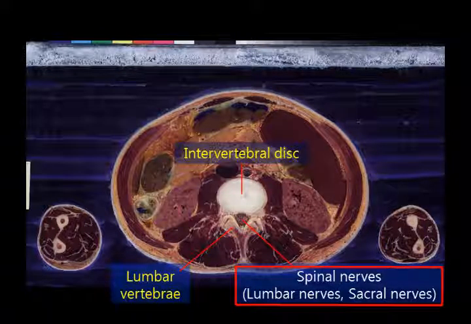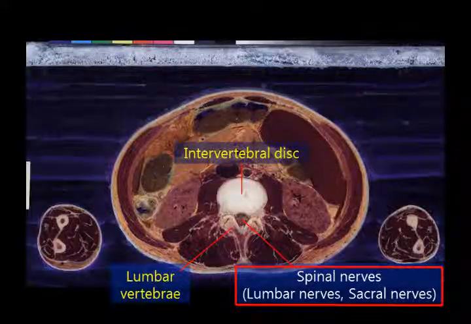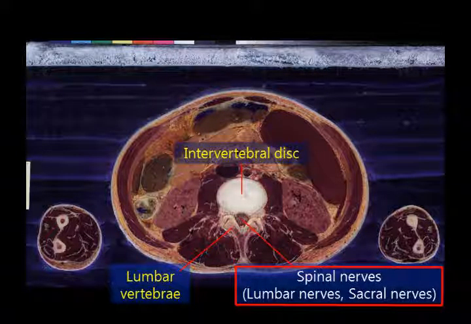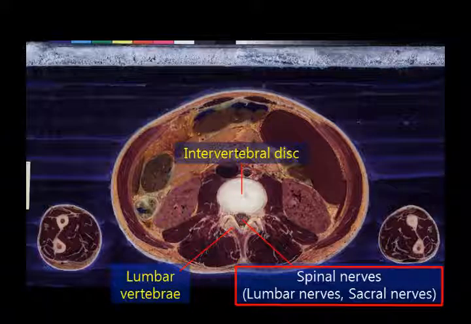The spinal nerves you see now go downwards and convey sensory and motor impulses and movements for the pelvis, groin, and legs.